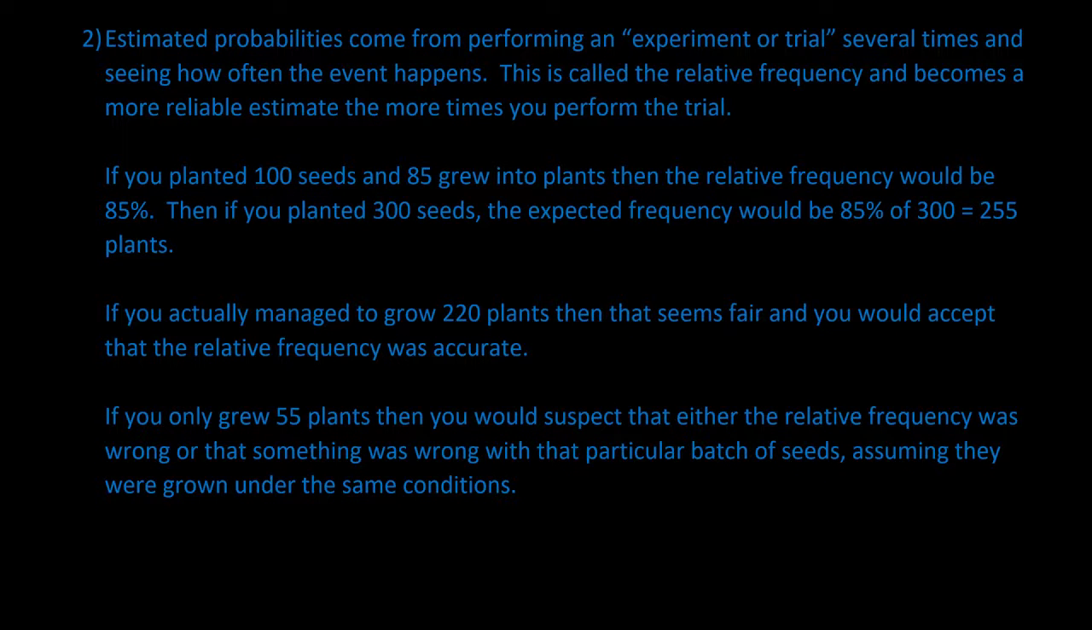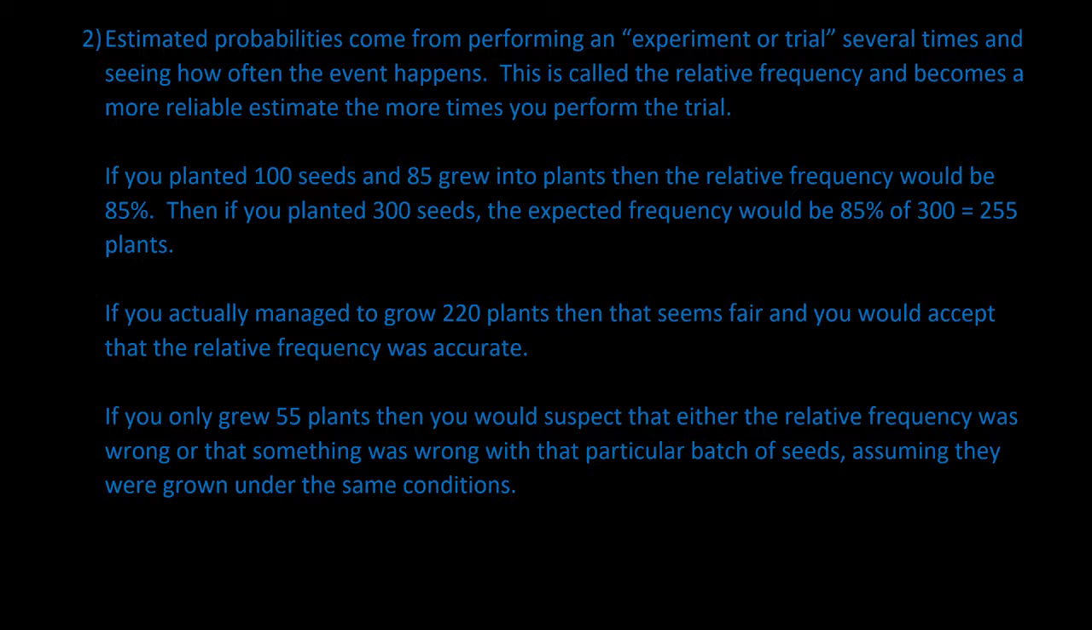The second type of probability are estimated probabilities, and they come from performing an experiment or a trial several times and seeing how often the event happens. Now this is called relative frequency, and you get a more reliable estimate the more times you perform the trial. So for example, if you planted 100 seeds and 85 grew into plants, then the relative frequency would be 85%.